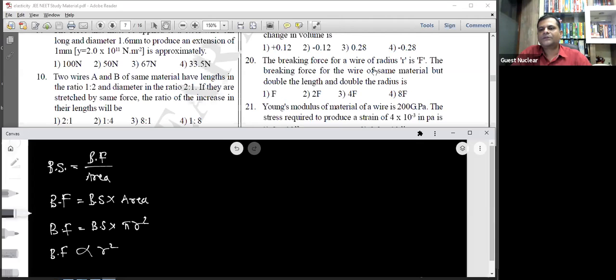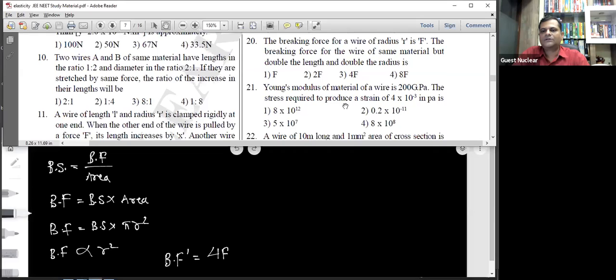अभी यहाँ पे क्या किया देखो, the breaking force of a wire of radius r is going to be F, correct है? So the breaking force of the wire of same material but double the length and double radius. अभी length double करने से तो कोई फर्क नहीं पड़ने वाला है, but radius double करने की वजह से क्या होगा, ये r² जो है वो 4 times हो जाएगा, right? And r² 4 times होने की वजह से breaking force भी actually 4 times हो जाएगा. And hence we can conclude here that since the radius has been doubled, the breaking force will become 4 times, and hence the new breaking force here will actually be 4 times of F, which is going to be here in option 3, correct है? So in this way.